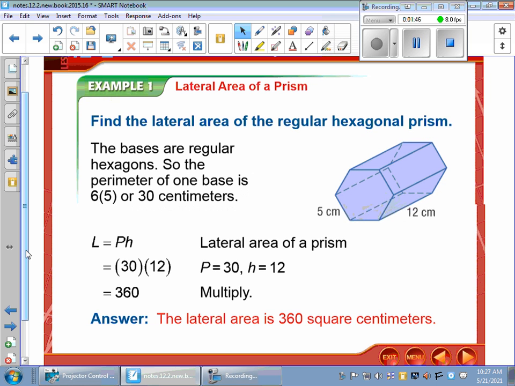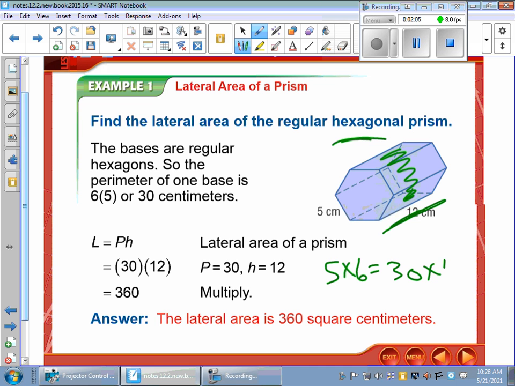See how this goes. Again, taking a look at our object, what we're finding is this right here. Think about a label on a can. We have 5 here as a measure of a side. This is a hexagon, so it's a 6-sided object, times 6. So that's 30. This is our height or altitude, our connector. You multiply that by 12, and you get a grand total of 360 square centimeters.